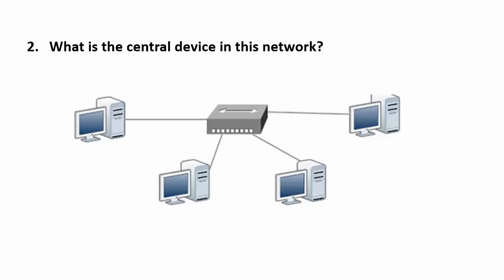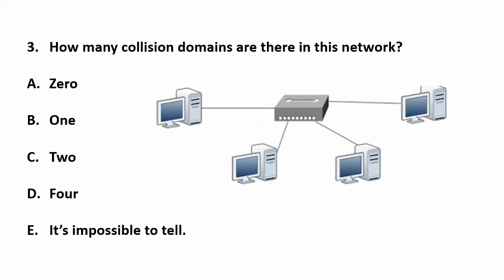Now, as far as the central device in this network, this is a hub. You're going to see a single double-headed arrow on top of a hub. And you need to know how hubs affect network performance, and that definitely goes for how many collision domains we have in this particular network.